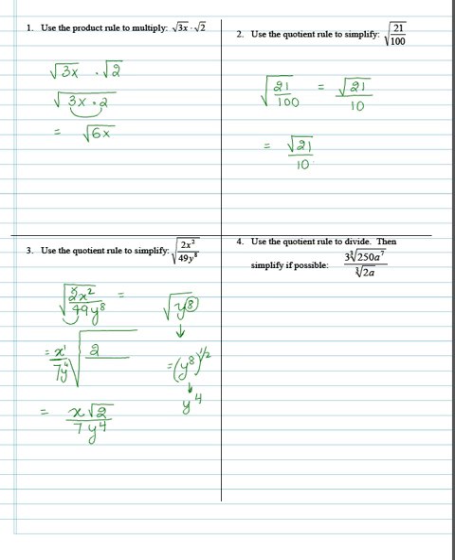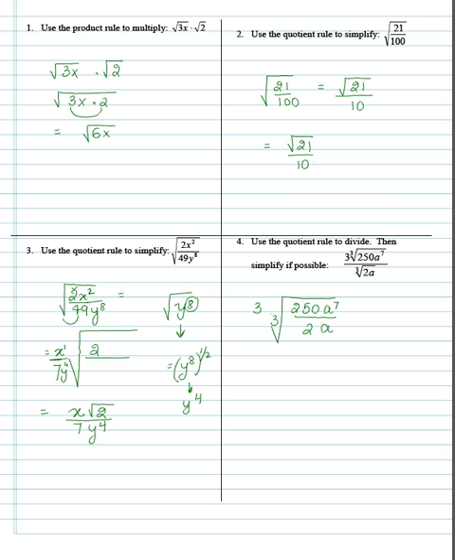Use the quotient rule to divide. So here, what I would do is I see cube roots separately. So what I'm going to do here is combine the cube roots. I'm going to put them under one cube root. So 250 a power 7 over 2a.